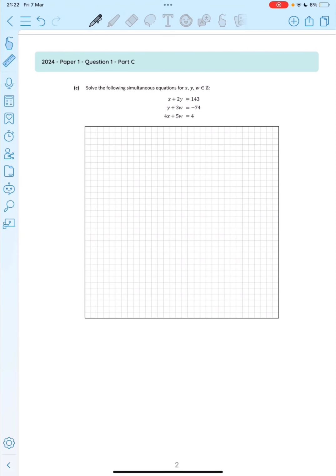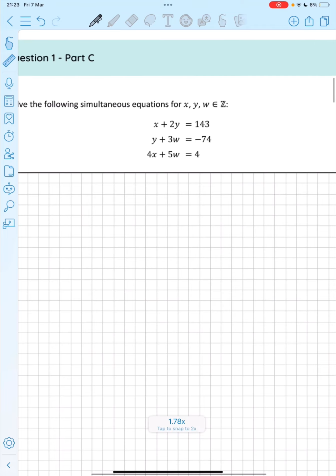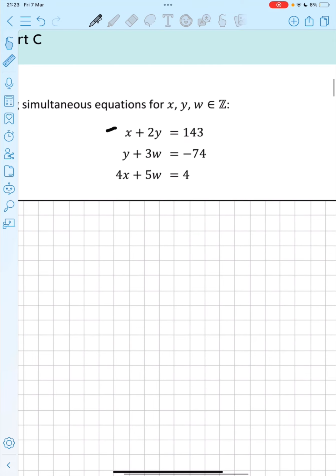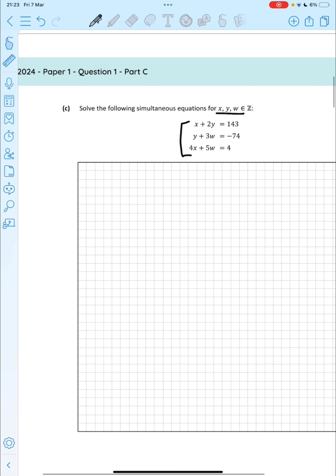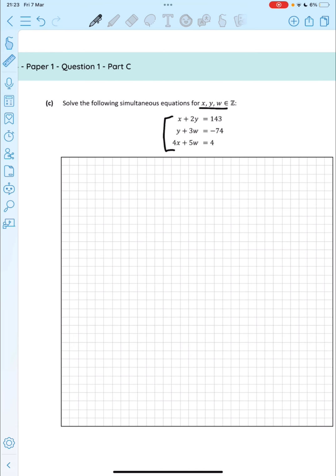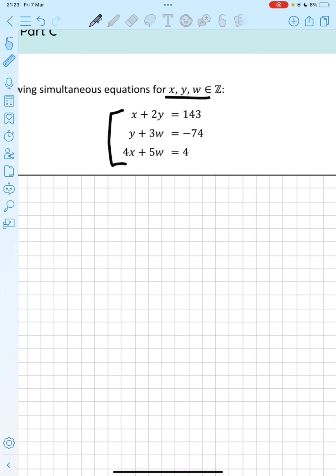Okay, the second simultaneous equation situation that you would have is you have 3 separate equations for 3 separate letters. So in this case we have x, y and w. So same as normal simultaneous equations, we want 2 equations that have the same letter, but in this case they've asked it quite weirdly.